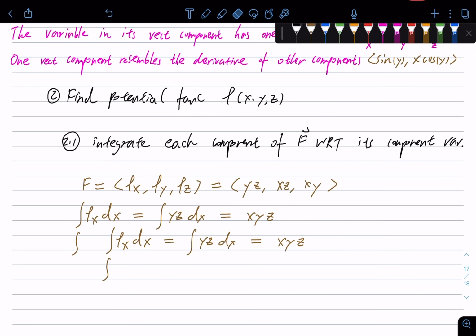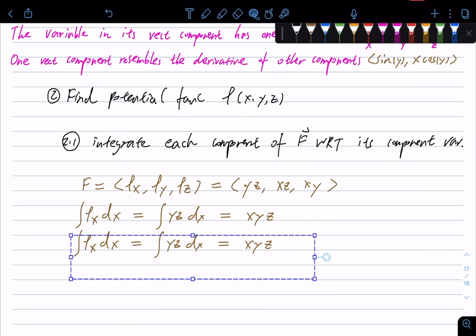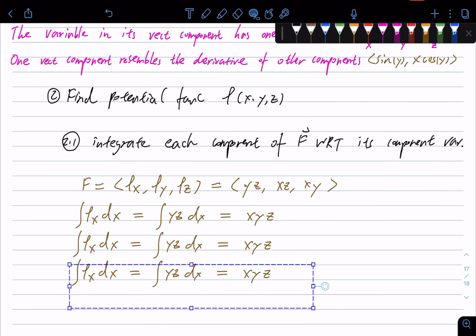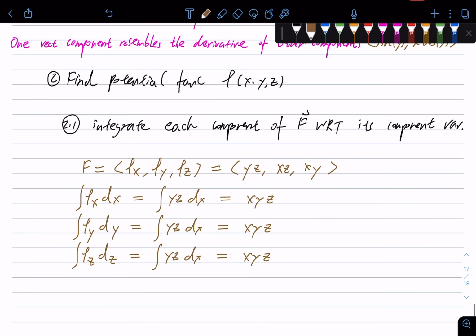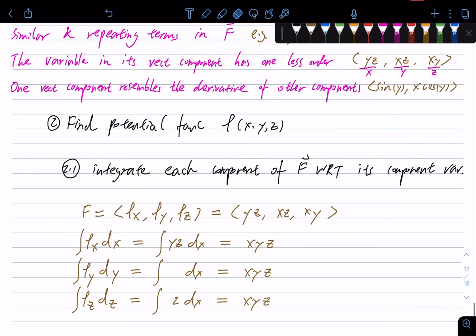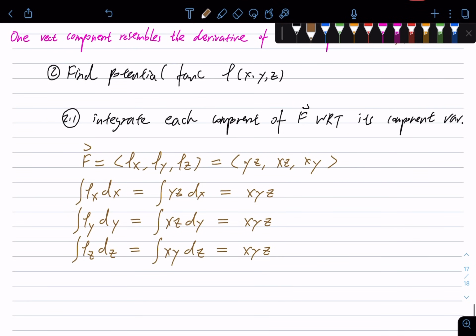I'm going to duplicate that again. So we have psi y dy and then psi z dz. This will be our y component of the F vector field, xz dy, and then xy dz. The end result will be xyz, nonetheless.